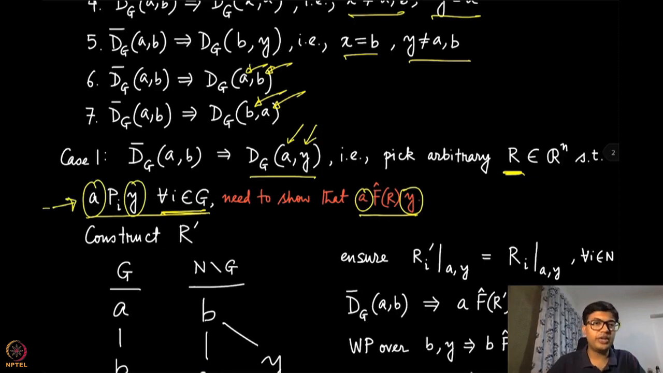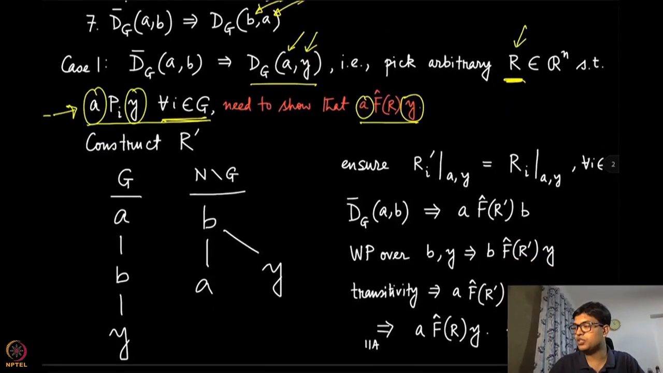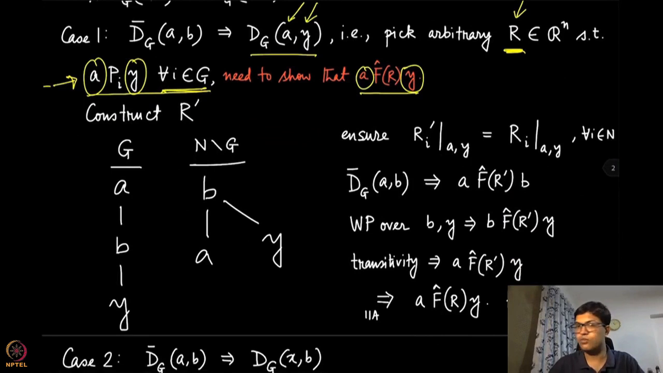Now we are going to do it via a different preference profile, which we are going to call R prime. And why is that R prime important? Because the property of IIA, the independence of irrelevant alternatives, is between two different preference profiles. We are going to pick this R prime in such a way that the relative position of these two alternatives A and Y remains the same for all the agents as you have chosen in R. So that we can actually use IIA, and we'll construct this R prime in a clever way.